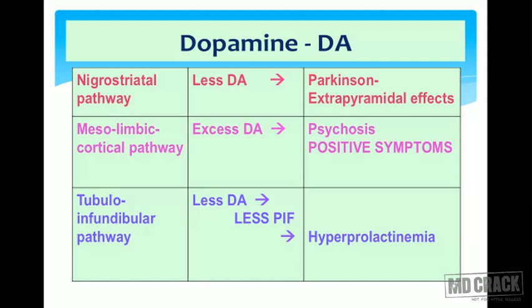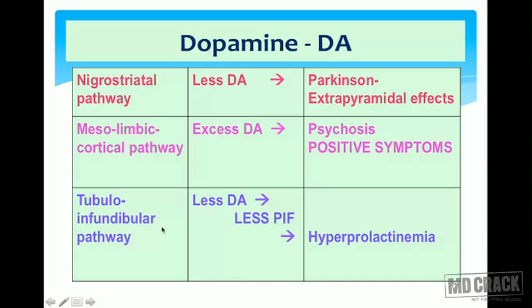Let's discuss some important neurotransmitters. The first one is dopamine. And there are three important pathways which I want to tell you. Number one is the nigrostriatal pathway, in which if there is less dopamine, we usually get involuntary movements, and that's the extrapyramidal effects, for example, Parkinson disease. The next row is telling you about the mesolimbic cortical pathway, and just now we saw if there's an increased level of amines, that's excess dopamine, for example, it leads to psychosis, and this is typically called positive symptoms in schizophrenia.